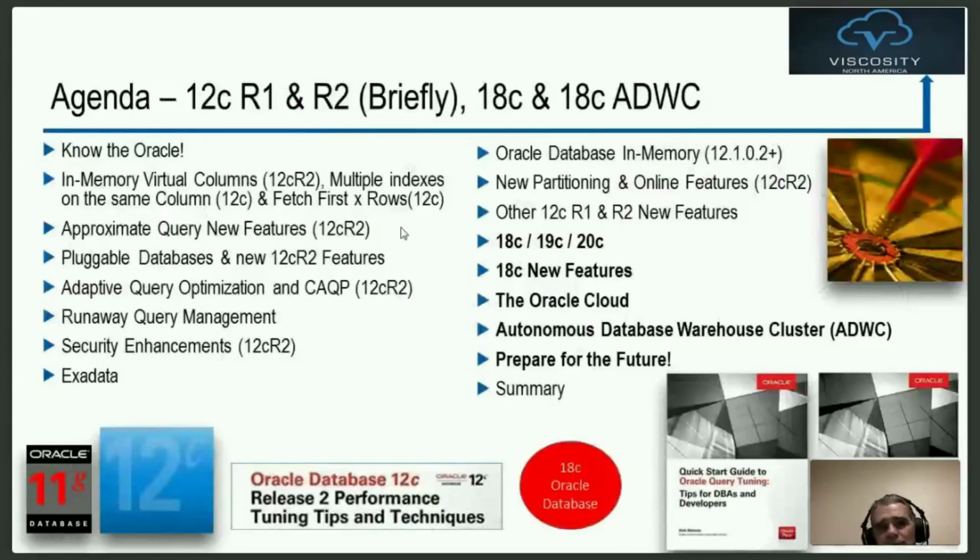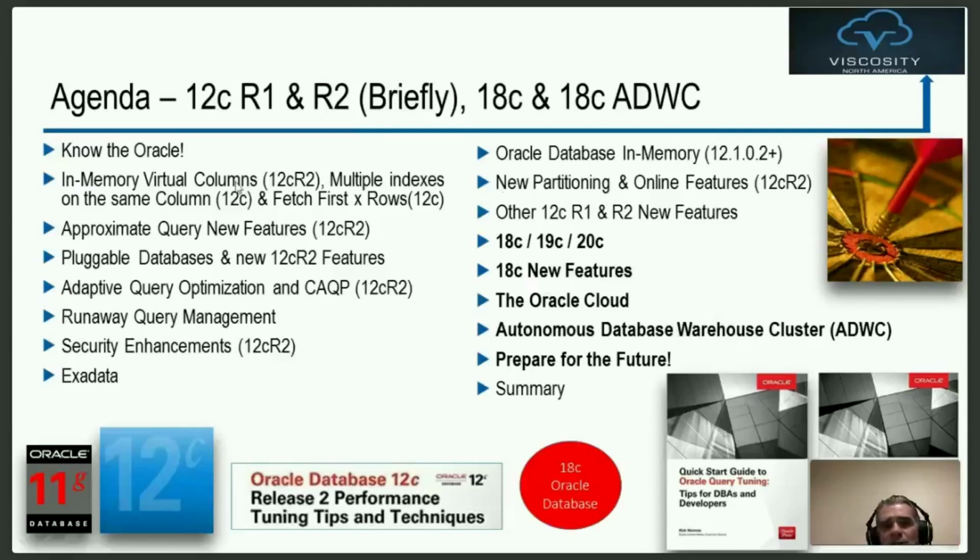So what are we going to cover? We're going to cover what's important now. What's important now? Some of the 12CR2 features. Multiple indexes on the same column. In-memory virtual columns. Approximate Query. Pluggable Databases. Adaptive Query Optimization. Runaway Query. Security. Exadata. In-memory. Partitioning. And then we'll look at 18C. And I'll go through those when I get to that. And then we'll look at Autonomous Data Warehouse Cloud.